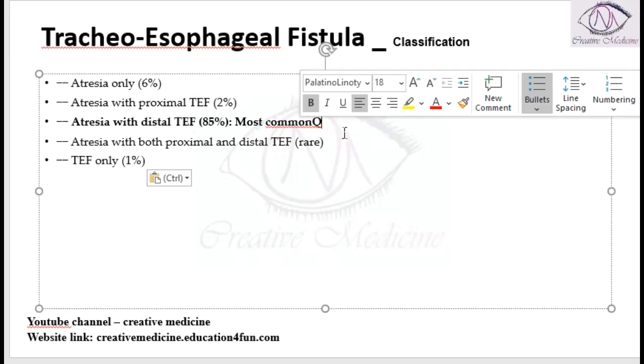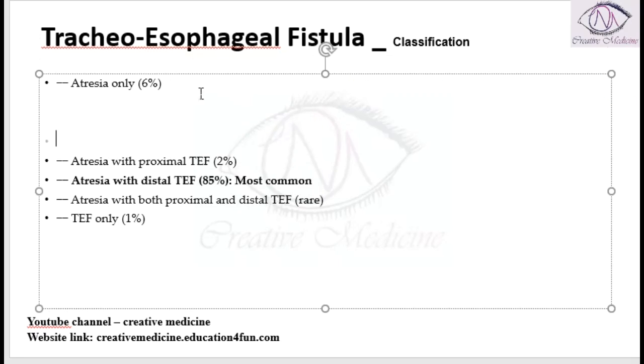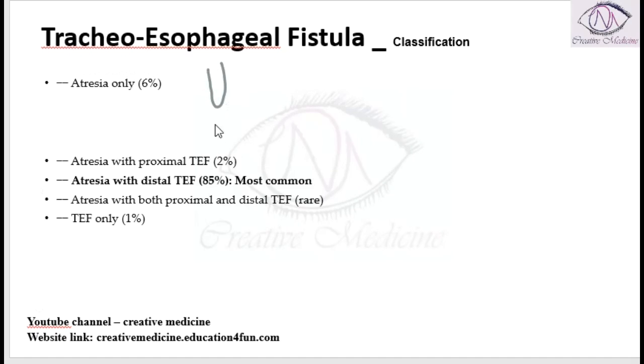First, we have atresia only. In atresia only, there is no fistula. There is just atresia of the esophagus present. So this is the trachea. The trachea is normal, but there is atresia of the esophagus seen in atresia only.